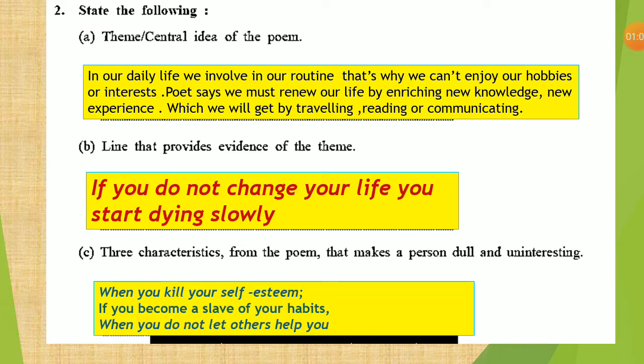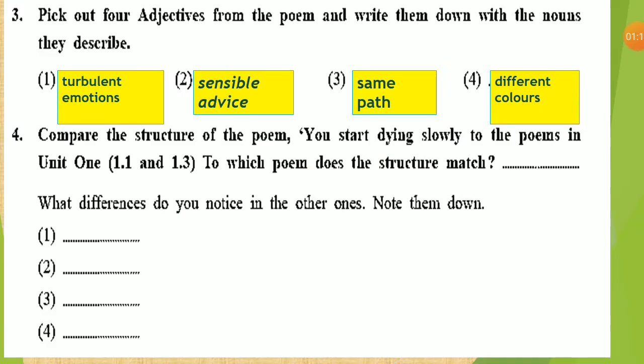In C activity, the characteristics from the poem that make a person dull and uninteresting. Here, three lines are given from the poem. In the third activity, you have to pick out the adjectives or describing words with the noun from the poem. We have written here, you can see, four describing words with the noun there.